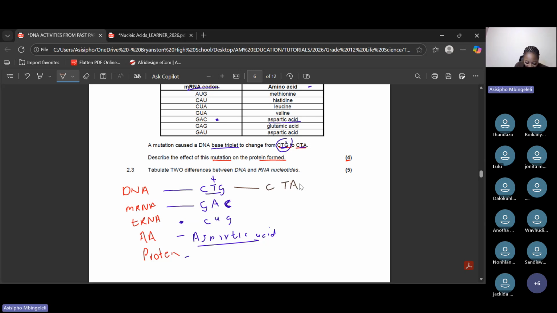So I'm sure you can see what happened here. The first two bases didn't change. C and T are still there. What happened here? G was replaced by A. That is the change that occurred. So how does that affect the messenger RNA codons? If we're having CTA, the messenger RNA codons are going to be GAU.